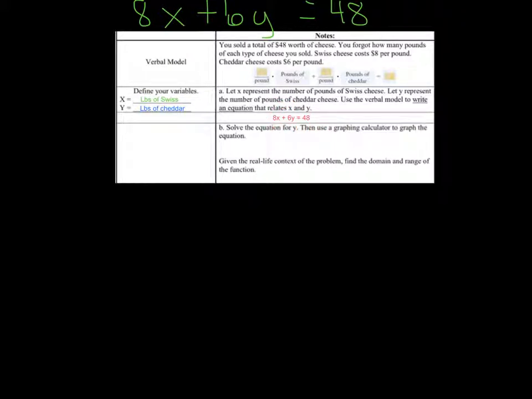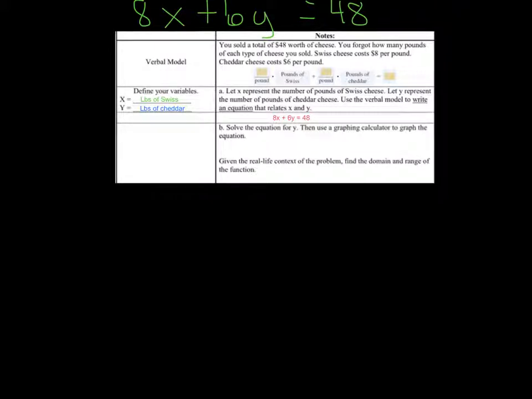At this point we stopped and talked about how this is called standard form of a linear equation. In standard form, you have ax plus by equals c. A, B, and C are all numbers. A and B can't both be 0, but C can be 0. From here, they want us to solve the equation for y. Then we used our graphing calculator to graph the equation.